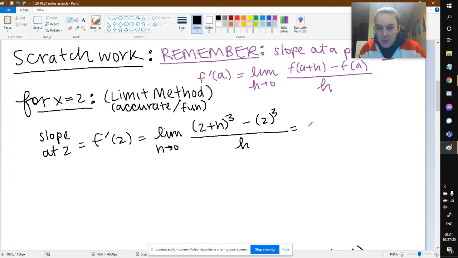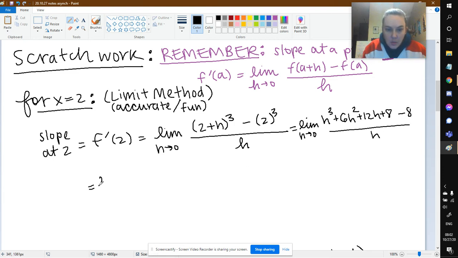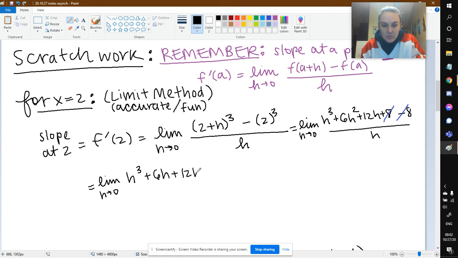All right, some fast algebra time. This is equal to h cubed plus 6h squared plus 12h plus 8 minus 8 over h. I come over here. I'm going to simplify a little bit. The 8's cancel. Nice. I still have this stuff. Boom. I'm going to simplify a little more. Wouldn't it be nice if I could cancel these h's? I actually can, because I can cancel these ones as well.